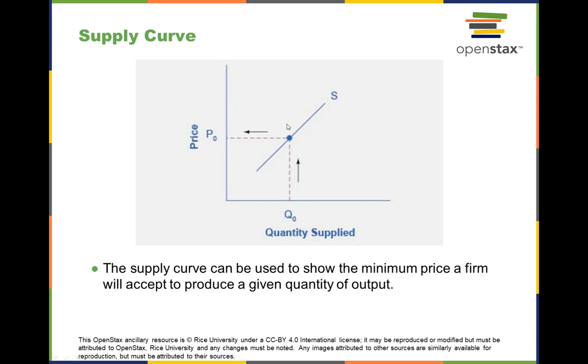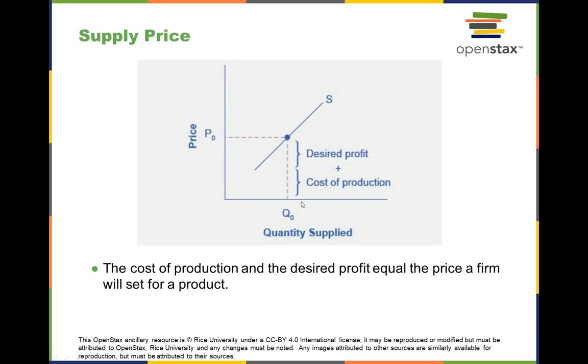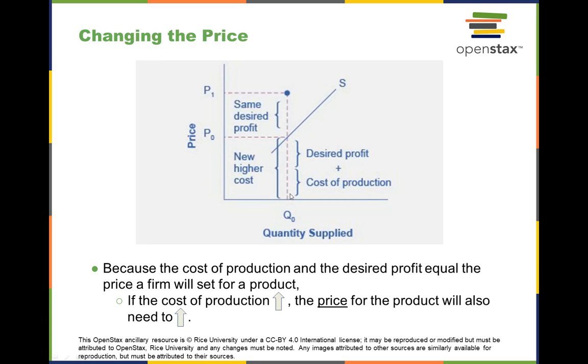The supply curve, we can also use that to determine the quantity at each price for supply. How much are they going to be able to produce or want to produce at this particular price? The cost of production and the desired profit equal the price a firm will sell for the product. So the desired profit and the cost of production make up this particular point. Because the cost of production and the desired profit equal the price a firm will sell for a product, if the cost of production increases, then the price of the product will also need to increase.